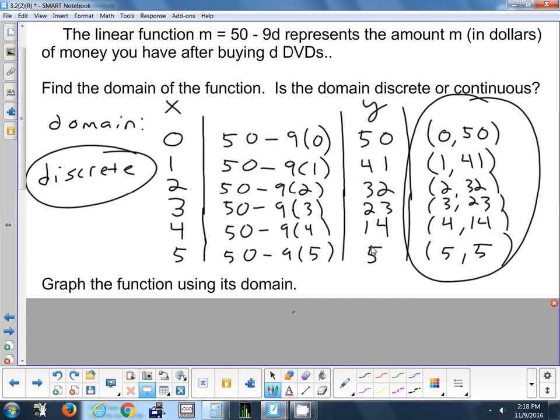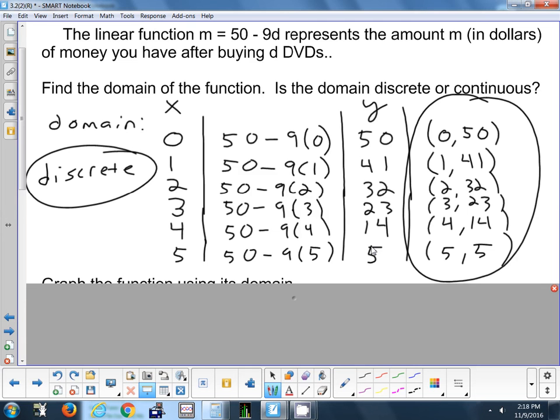Okay. And does everybody see why you have to stop spending money once you buy 5 discs? You don't have enough money to buy another one, so you have to stop at 5.